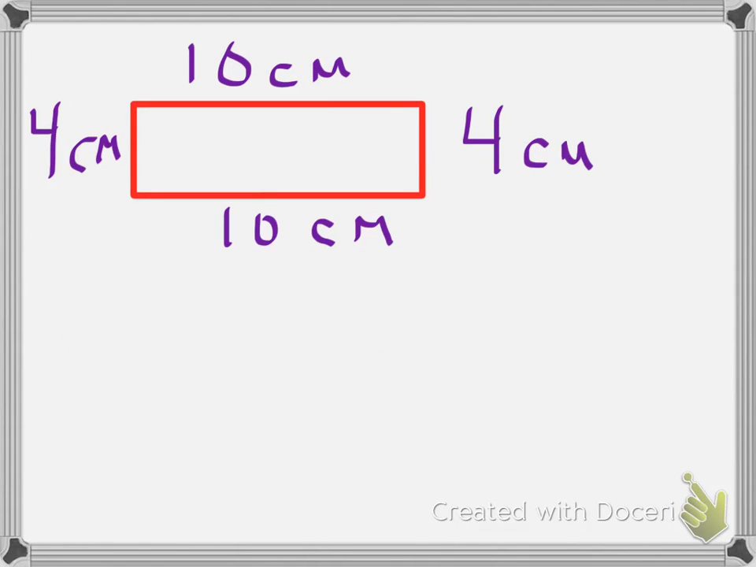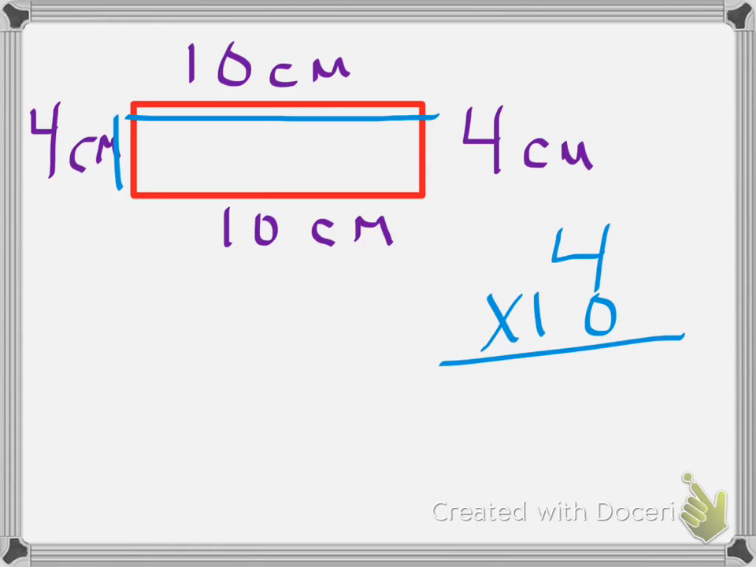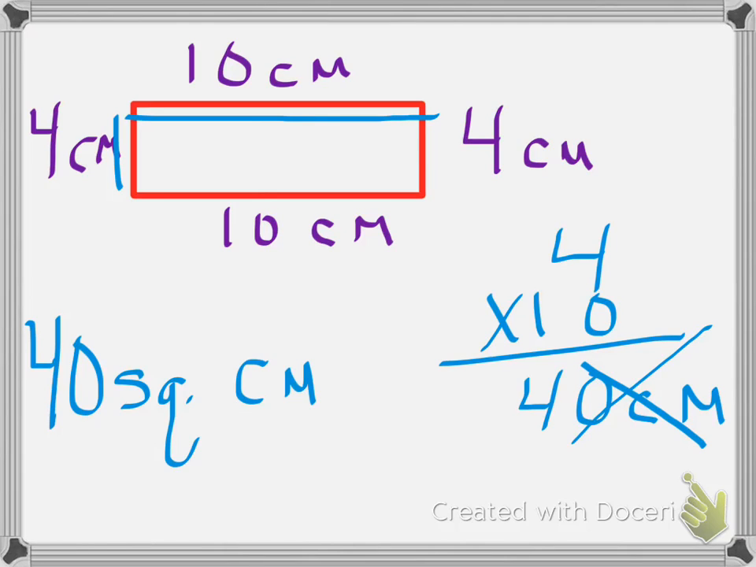Okay, now to look at how to do the area of this rectangle. So you would have to do the length, which is 4 centimeters, times the width, which is 10 centimeters. Well, 4 times 10 is 40. Now remember, it's not just 40 centimeters. It's 40 square centimeters. So there you go, there you have it, how to do perimeter and area.